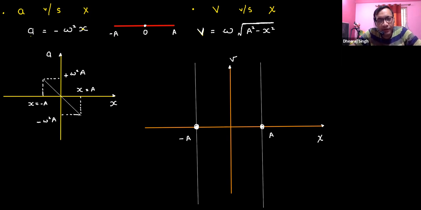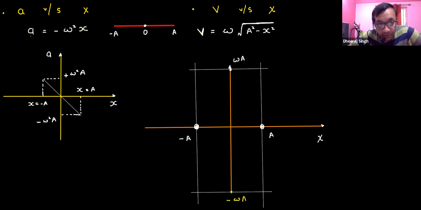Do I know any other point on the graph, everyone? At mean position, what is the velocity? Mean position is x equal to zero. At mean position, do you have only one velocity or you have two velocities? This is omega a and you have minus omega a as well. Two velocities. Okay.